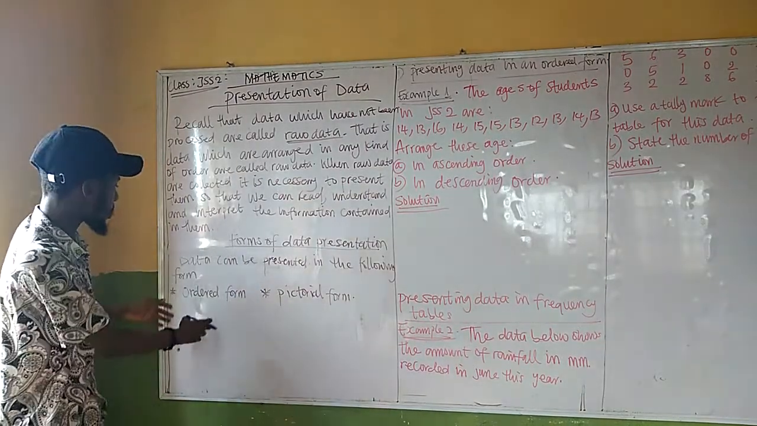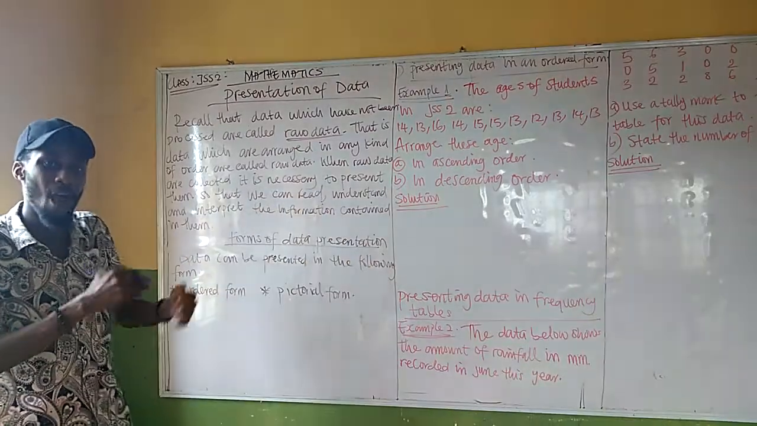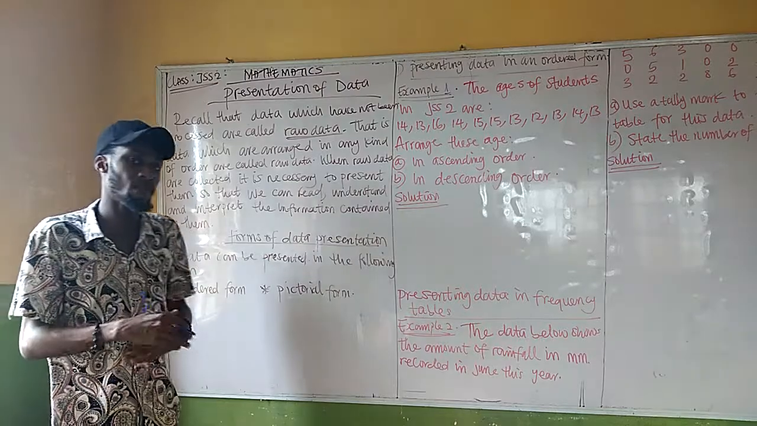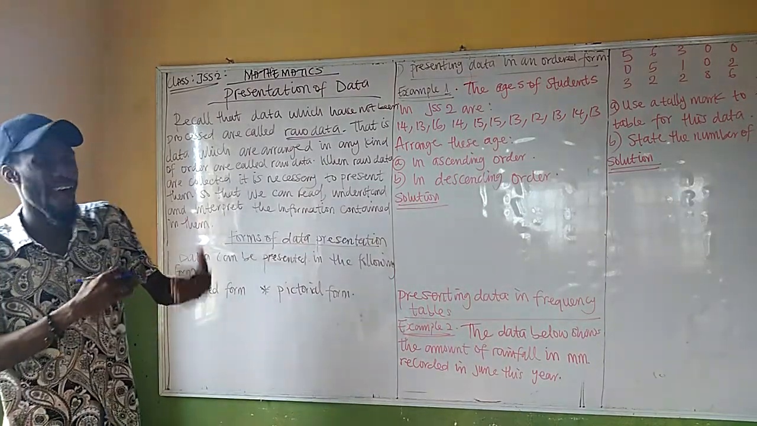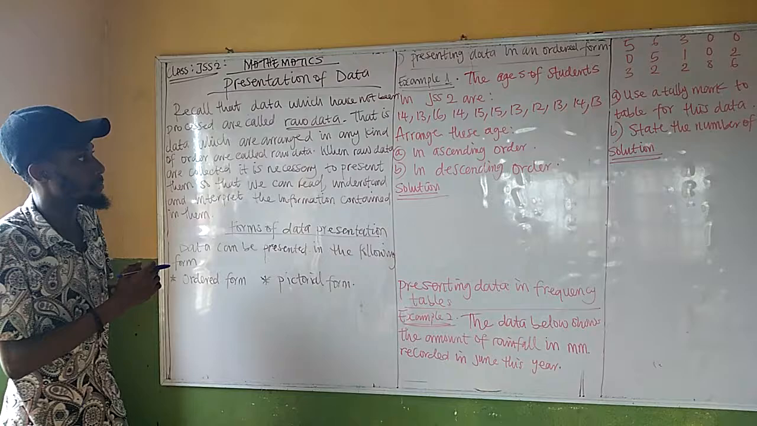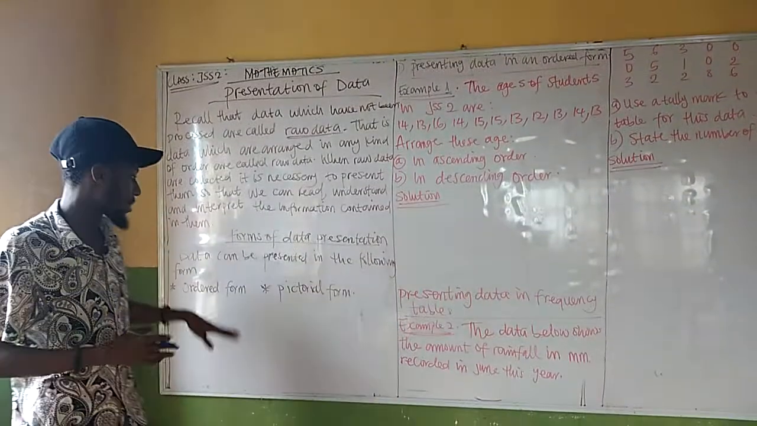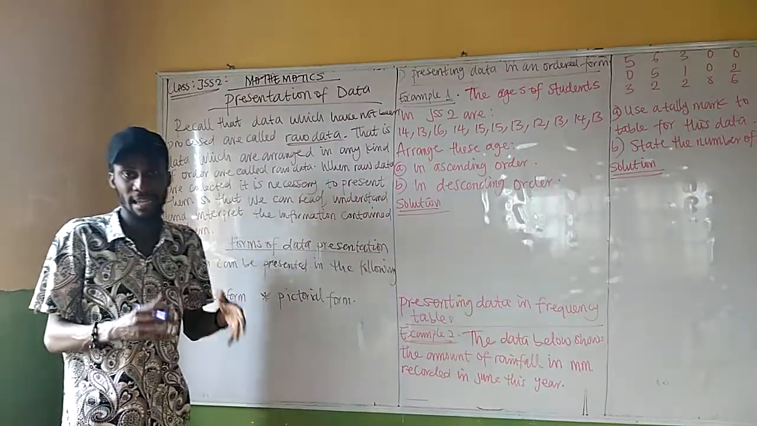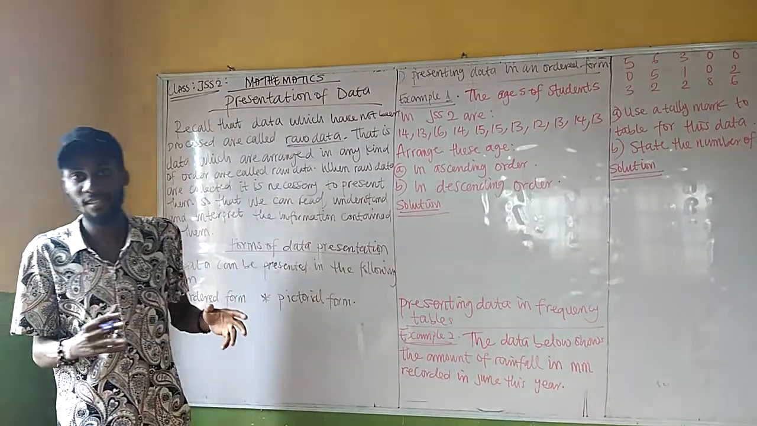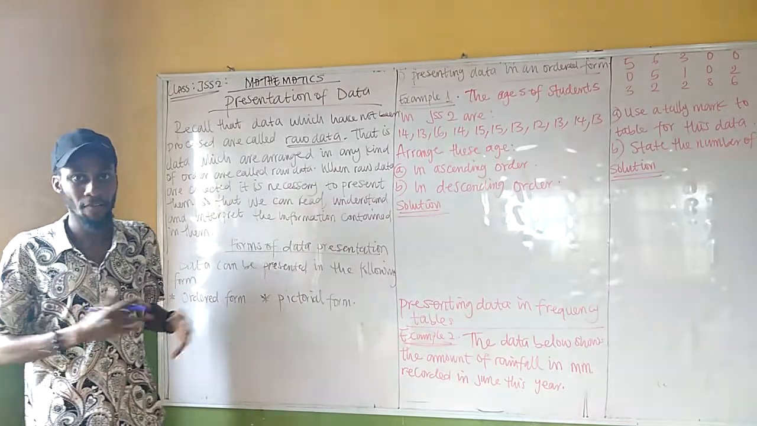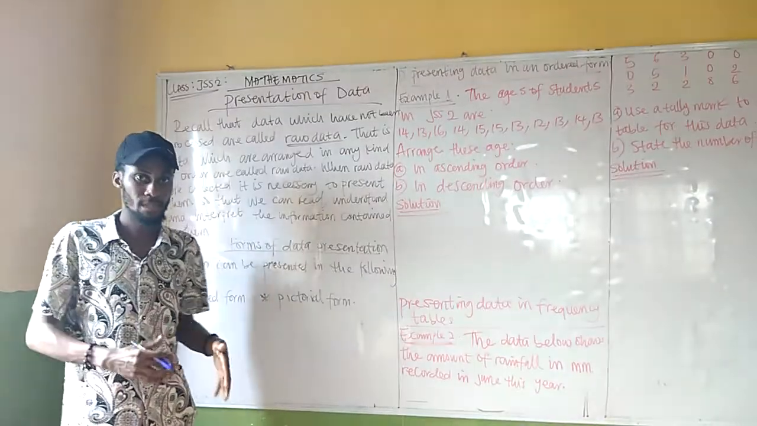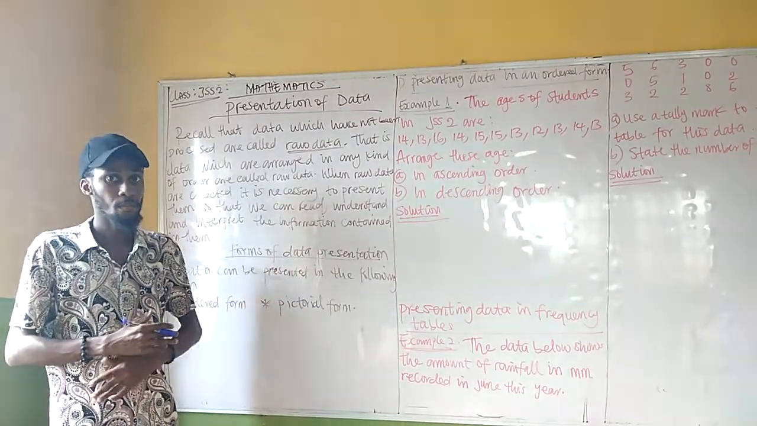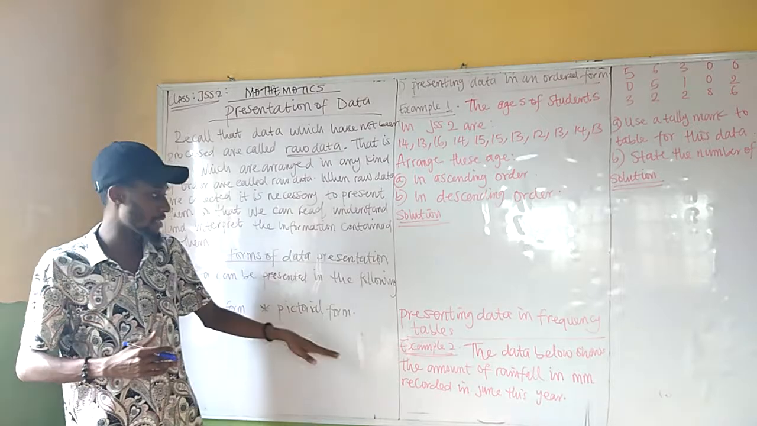Under ordered form, we are going to talk about how you can arrange and present your data in ascending and descending order of magnitude, and how you can present data using a frequency table. Then when we get to pictorial form, I will teach you how to use charts to show the data we have gathered through observations. Those charts include the bar chart, pie chart, histogram, pictogram, and all the rest. Are you getting it? When we get there, you will know about it.